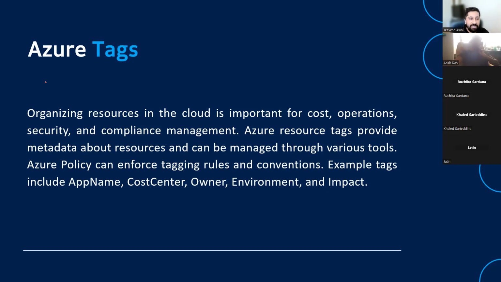So if I go with the definition, resources in the cloud, so organizing the resources is important for cost, operation, security, and compliance. So resource tags provide metadata about resources and can be managed through various tools. Azure policy can enforce tagging rules and conventions. Example tags include app name, cost center, owner, environment, and impact. In simple words, what I explained earlier is what you need to know.